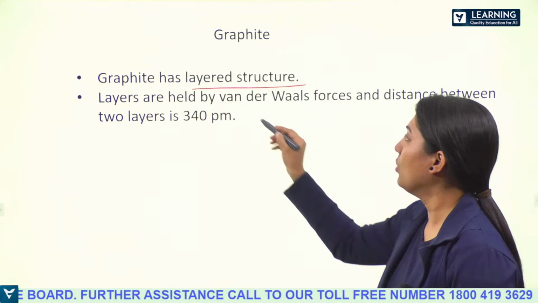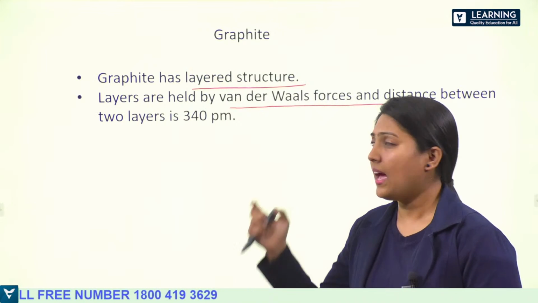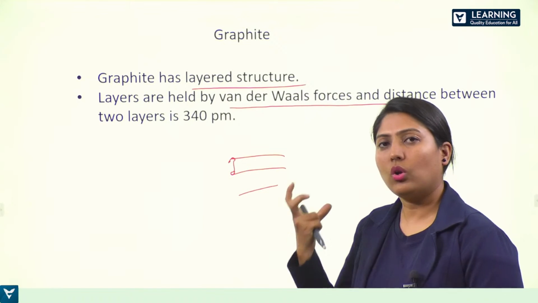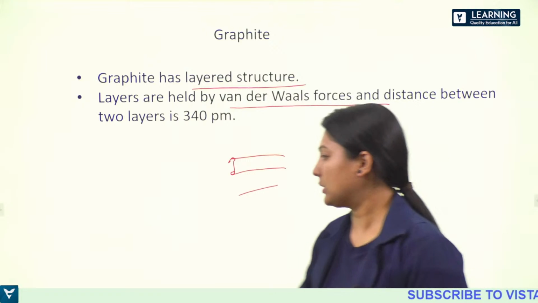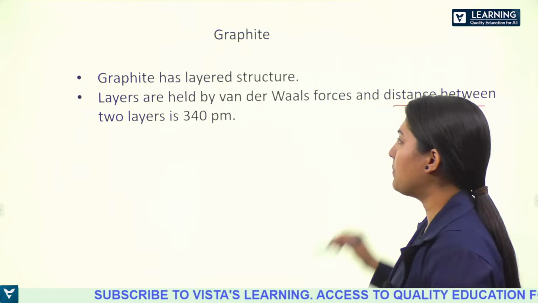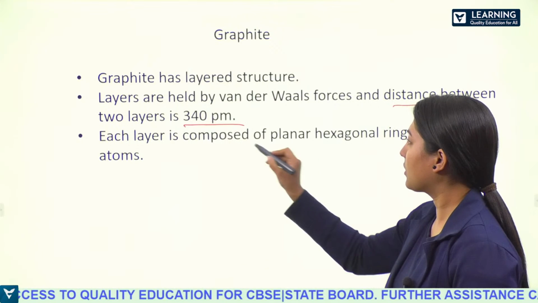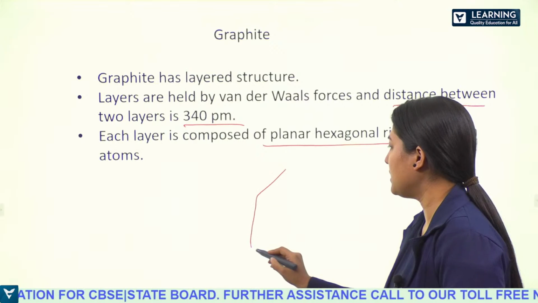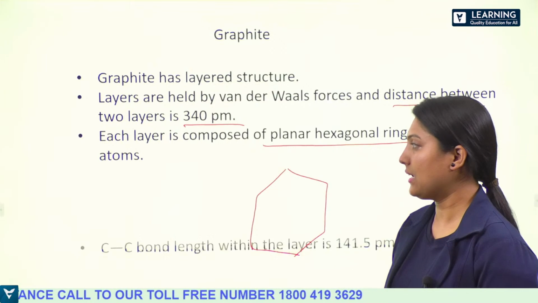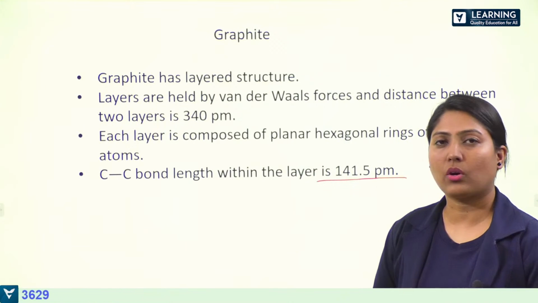Layers are held by weak van der Waals force. Van der Waals forces are very weak, and each layer is held with the van der Waals force, which can be easily removed. By giving very little energy, that force can be overcome. And the distance between the two layers is 340 picometer. Each layer is composed of planar hexagons. Hexagonal means 6 carbon atoms combine to give this hexagonal ring of carbon atoms. And the carbon-carbon bond length is 141.5 picometer.